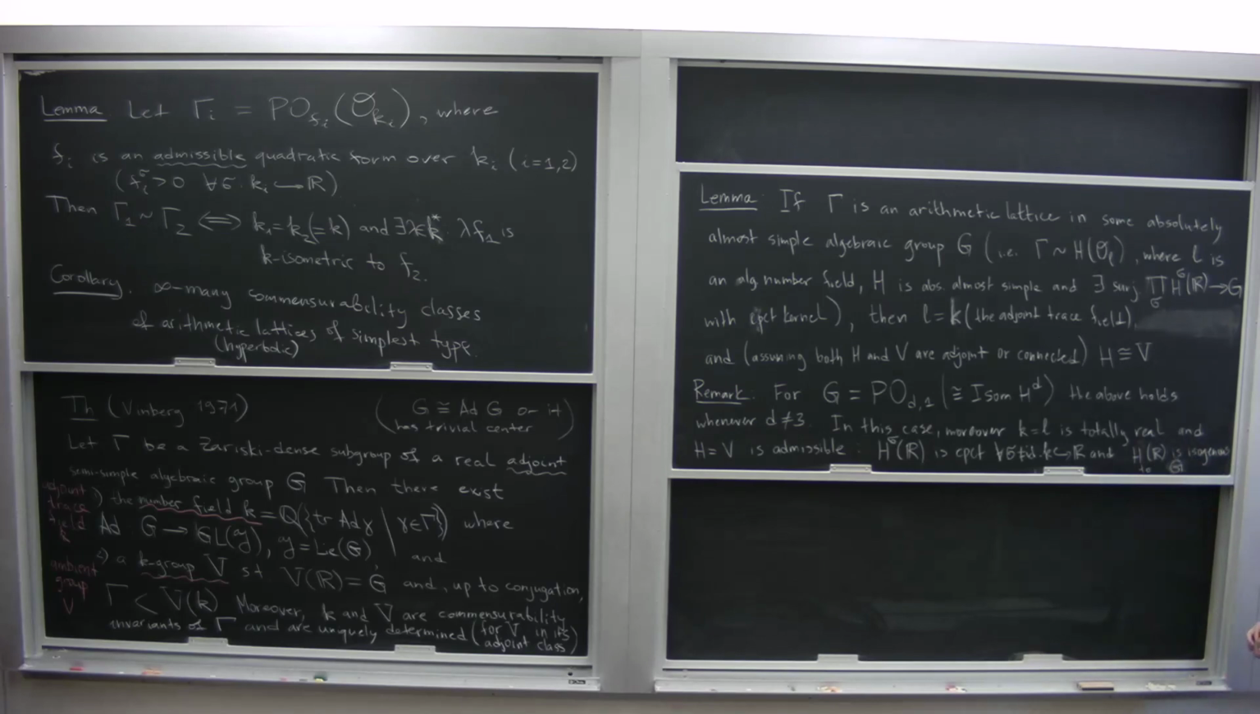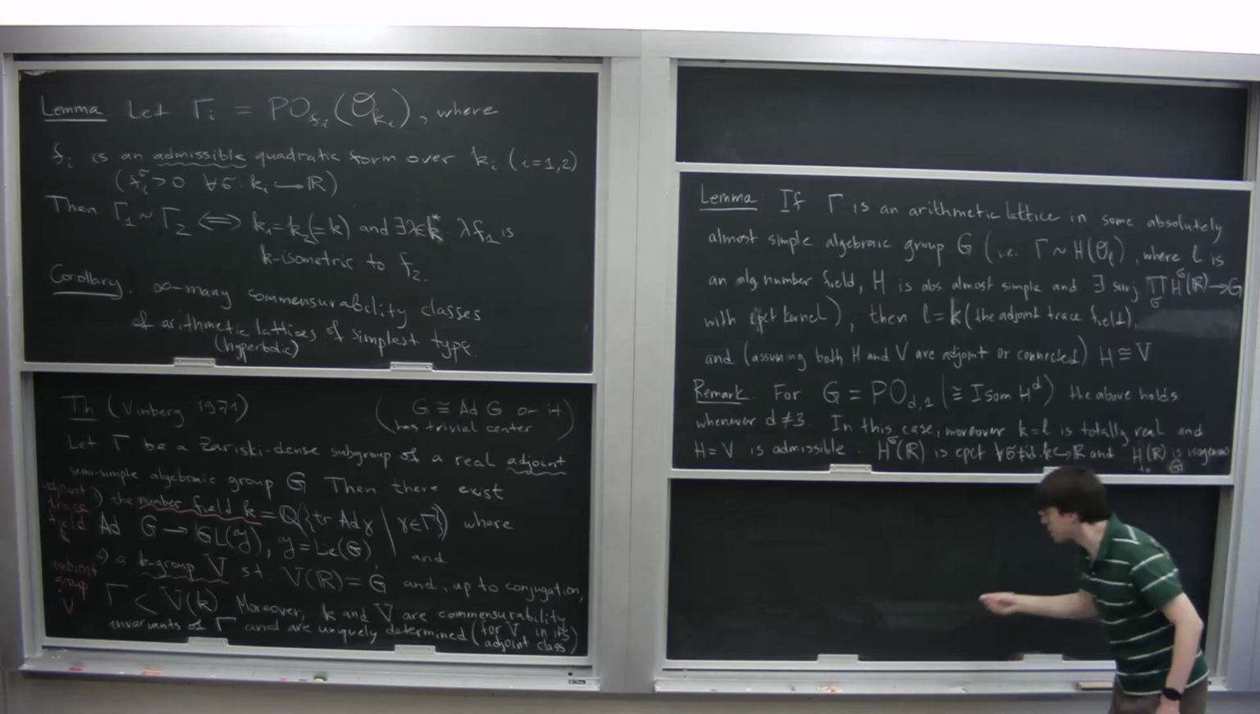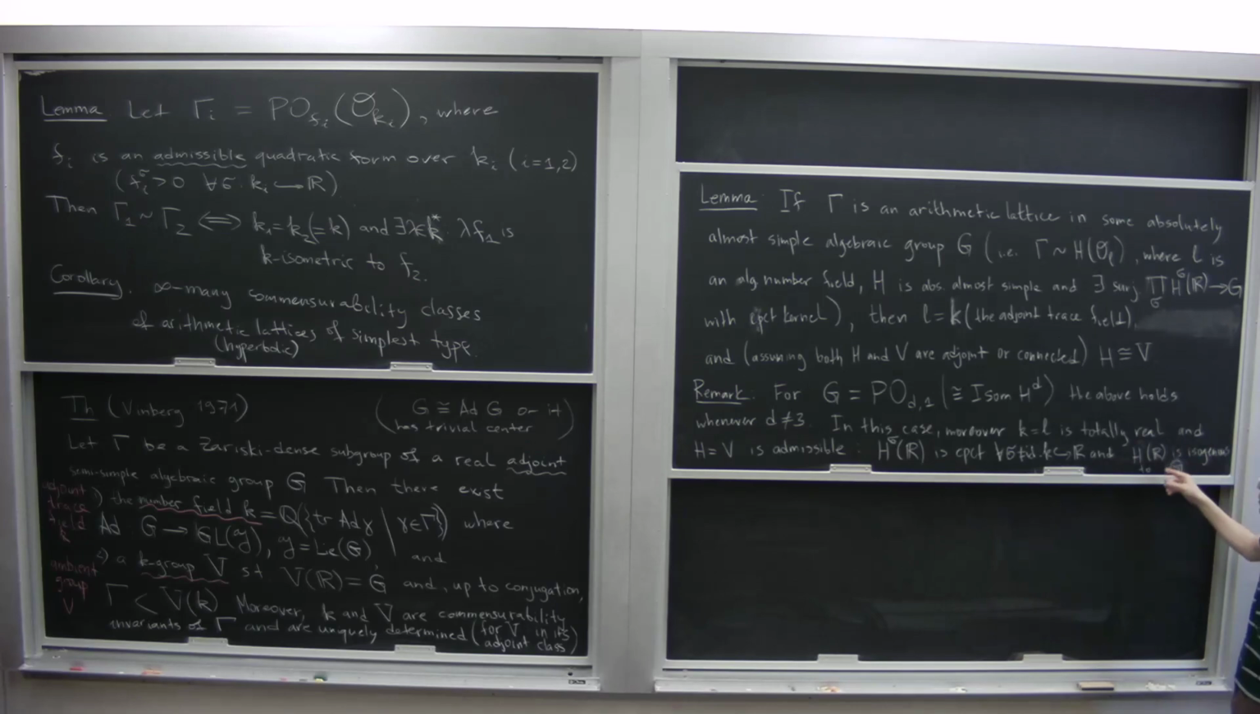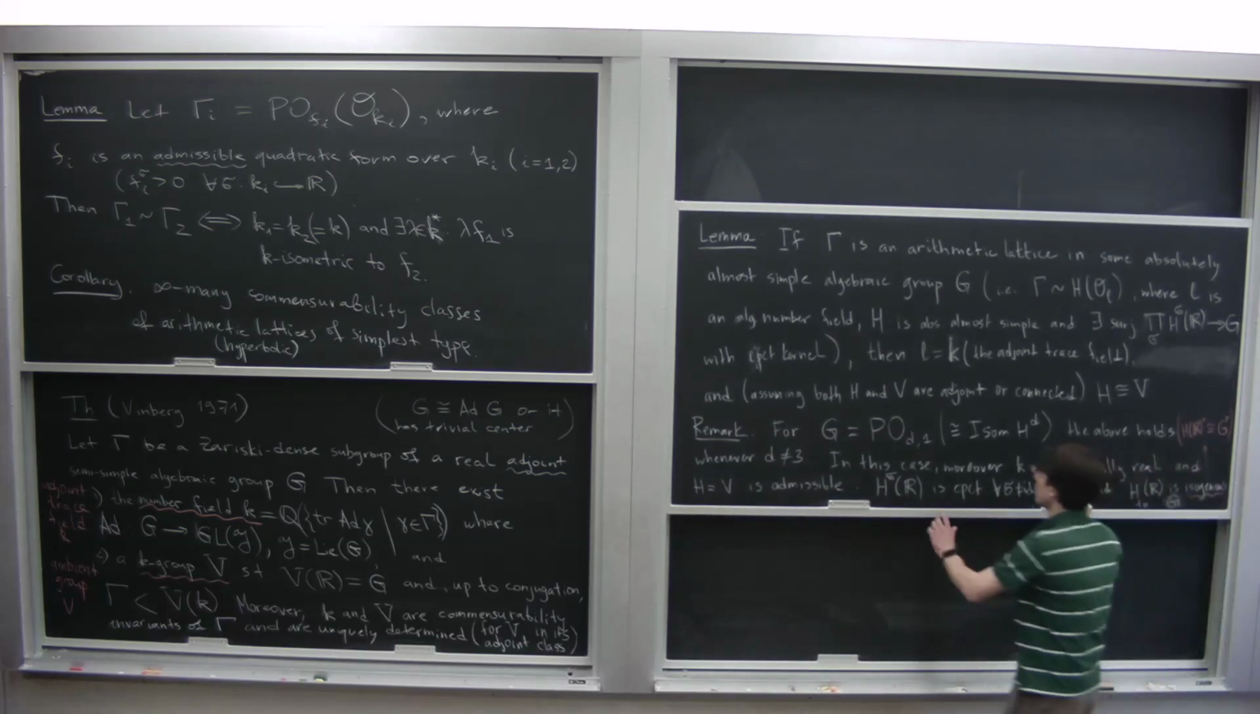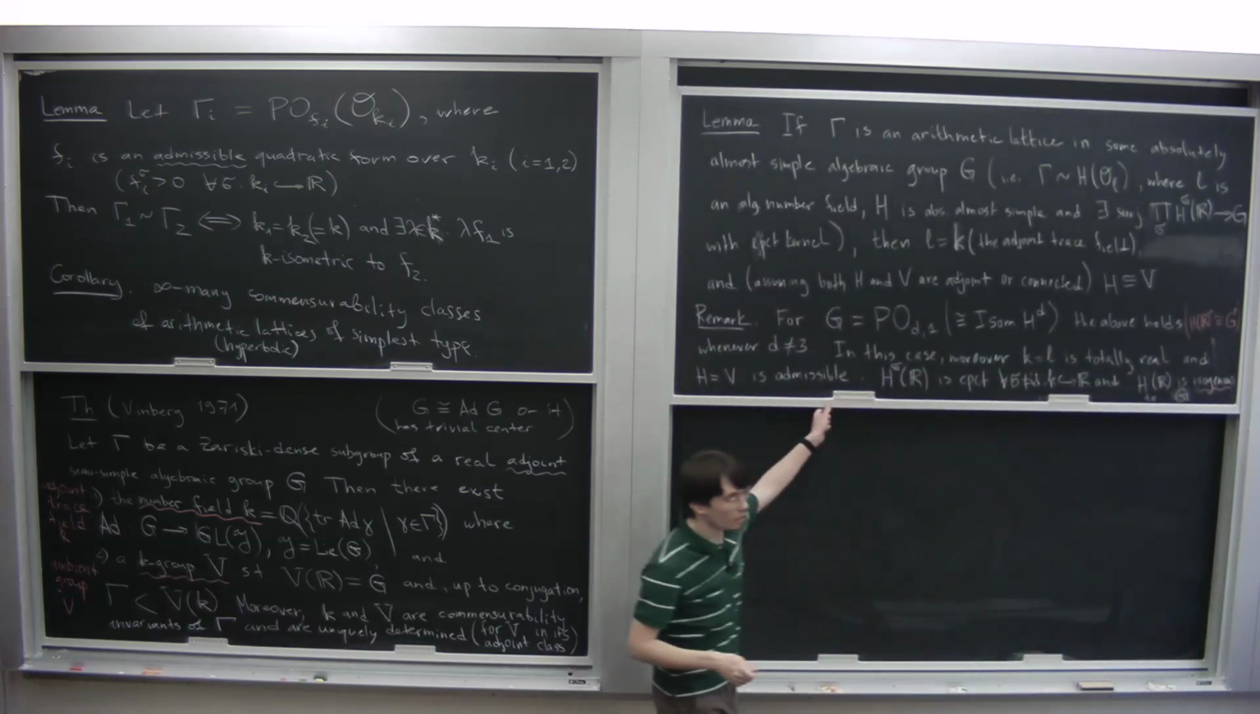So in fact, I can write here that the connected component of H of R is isomorphic to the connected component of G, right? I will write this here with red. So in fact, I have that H of R connected component is, okay?